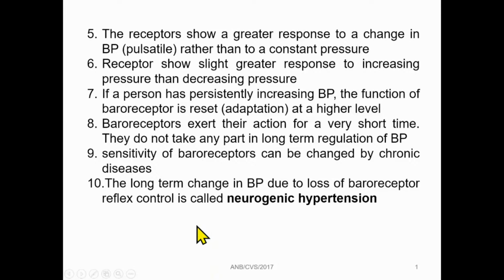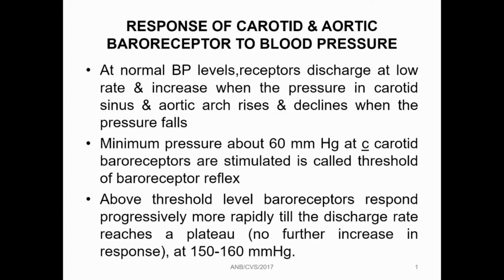The long-term change or regulation in blood pressure due to loss of baroreceptor reflex control is called neurogenic hypertension. Neurogenic means what? Here the baroreceptors lose their controlling ability due to the long-term change occurring in the blood pressure. And the hypertension which develops due to loss of activity of the baroreceptor is called neurogenic hypertension. These are some of the characteristics of baroreceptors.